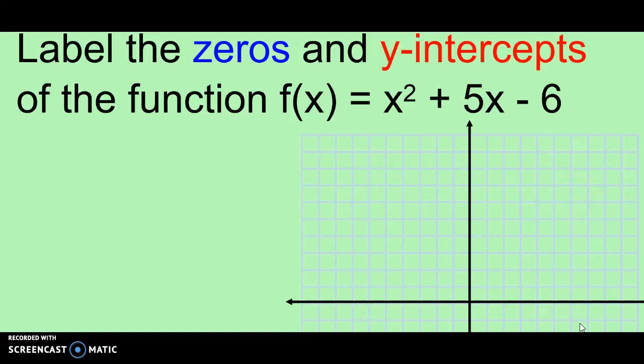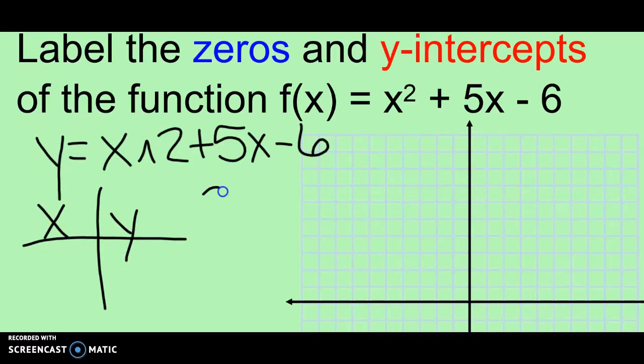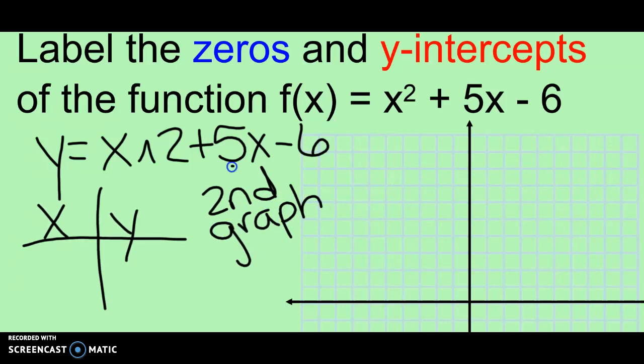If we want to label the zeros and the y-intercepts of this function, f of x equals x squared plus 5x minus 6, put that in your calculator. So you go to y equals on your calculator. You're going to put x, you can raise it to the second power, plus 5x minus 6. All right, then you go to your table. Remember that second graph to get to your table. Big deal here, you got to know what that is. And then you fill in some points.